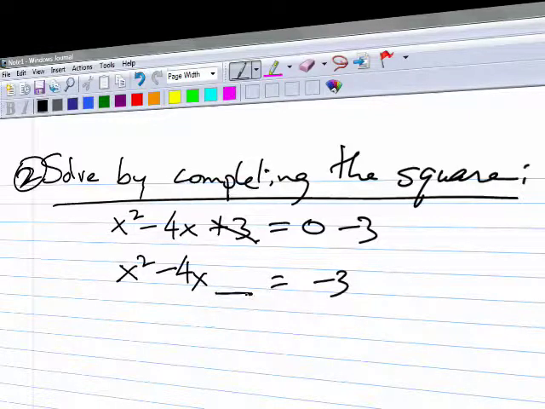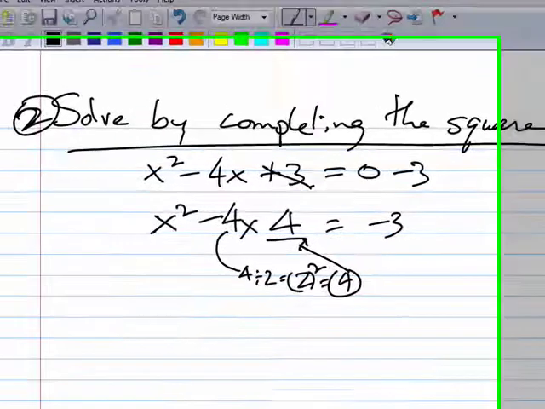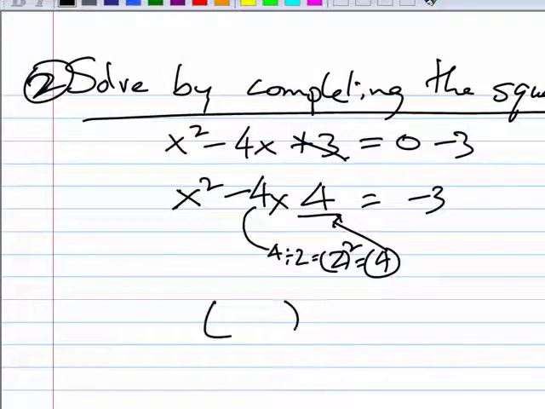And that term, to make it a perfect square, has to be a term where I take this middle coefficient, negative 4x, I divide it by 2, negative 2, and I square what I get. I get 4, and that goes in here. If I do that, that makes it a perfect square. And since I added 4 to this side, I have to add 4 to the other side. So on the other side I have negative 3 plus 4 gives me positive 1.